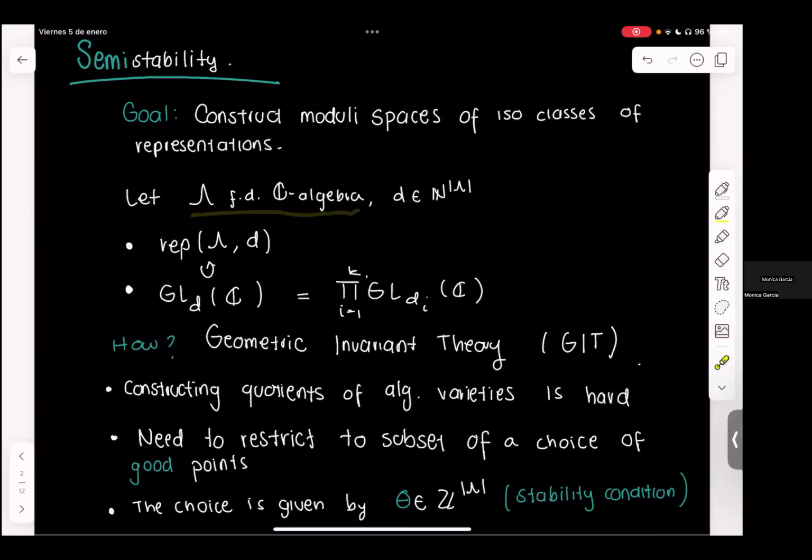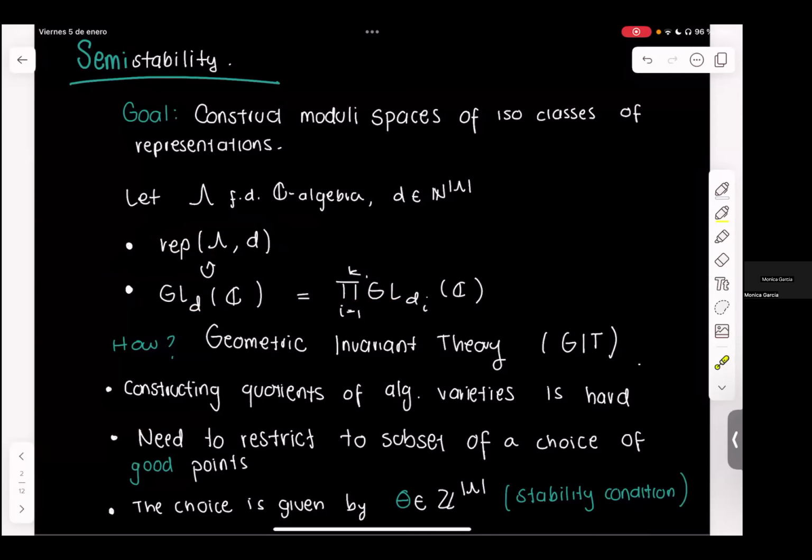In this talk, lambda will be a finite-dimensional C algebra. C because we're going to do geometry. D will always be a dimension vector over this algebra. And we can parameterize all representations of dimension vector D with an algebraic variety that I would denote rep lambda D. And over this variety, I have an action of a linear group. I will not go into details about that, whose orbits correspond to isoclasses of D-dimensional representations. So why not just take the space of orbits of this action and study it?